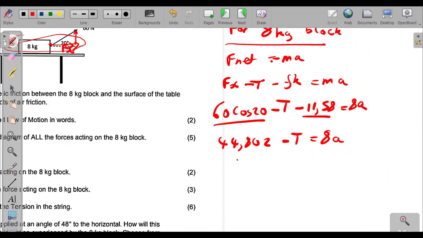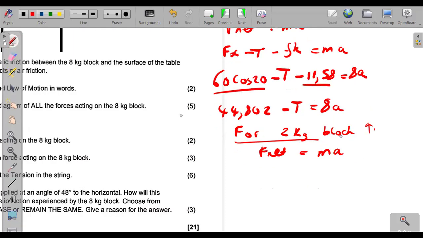So we then go to the 2 kg block and we say for the 2 kg block, we are now creating also an equation based on the 2 kg block. I take upwards as positive because the 2 kg block will be moving upwards if the 8 kg is moving to the right. The 2 kg will move upwards. So we'll say again, F net is equal to MA.